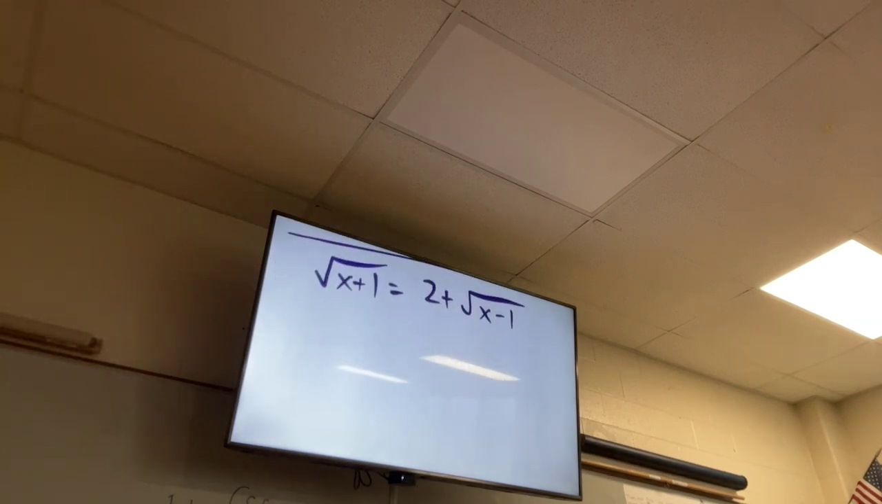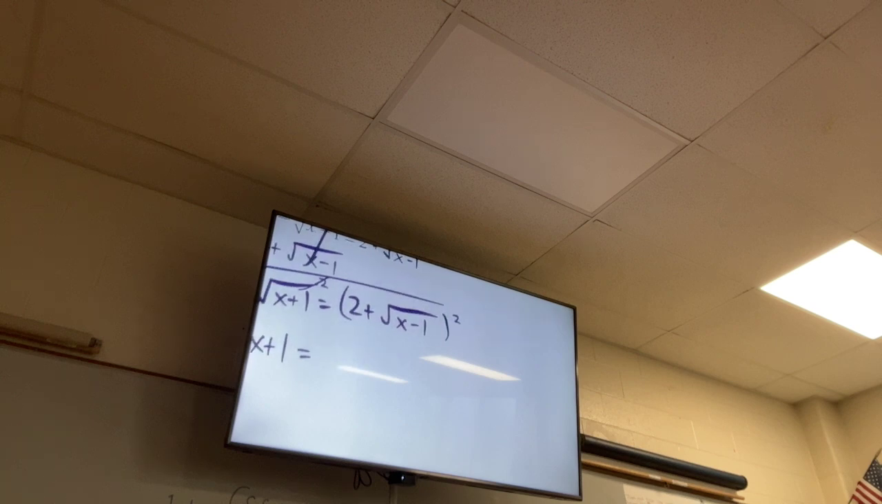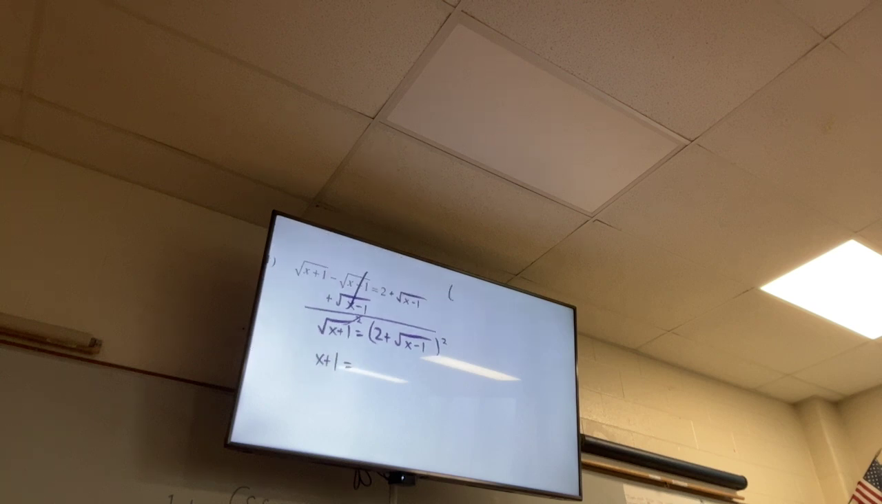Okay, now what do I do to both sides? Square both sides. So square the entire right side. Make sure you're putting parentheses around, okay? So let's FOIL that out together.